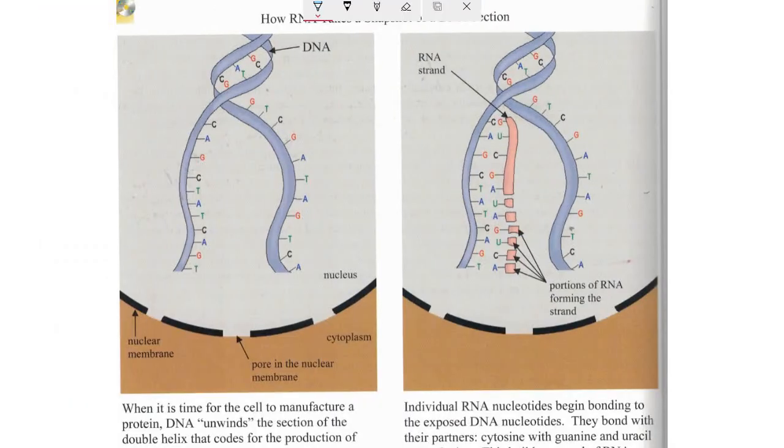So here's that same figure again. You can see the RNA strand duplicated, and then that RNA strand would be able to leave the nucleus through one of these pores.